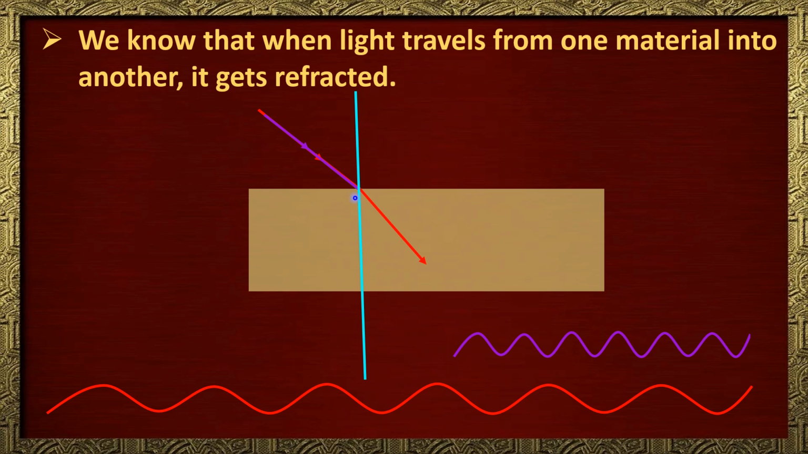Just now I told you the refractive index of this color light is more. That means it bends more because the speed of this violet color is less than the speed of red color light. That's why it bends more. That means in this material, these two lights got refracted with different angles due to the difference in their refractive index. Okay.